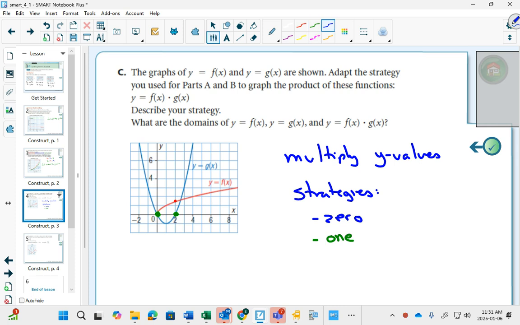So I'm going to mark where the blue graph is 1. And I'm going to mark where the red graph is 1. Now something interesting happens with the first place where the blue graph is 1. Because if we just multiply the y values at the same x value, the blue graph is 1. The red graph doesn't exist.